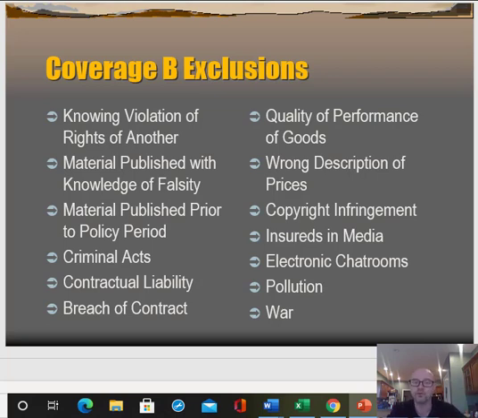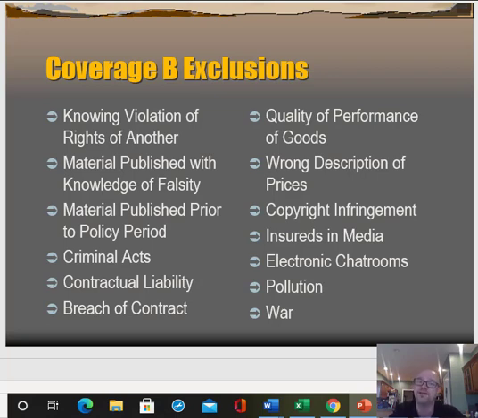Anything that happened before the policy period, anything criminal, is always excluded. And then we've seen contractual liability and breach of contracts before. We've got a war exclusion. A pollution exclusion is a little bit harder for these kinds of losses, to try to infer how a war exclusion or a pollution exclusion could play in.